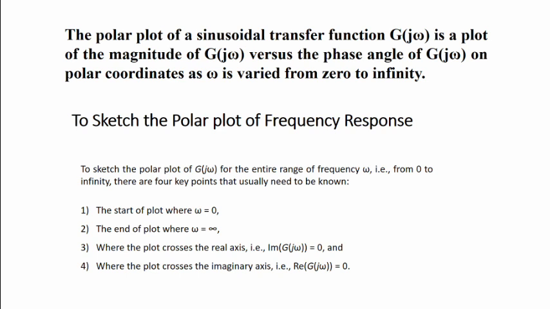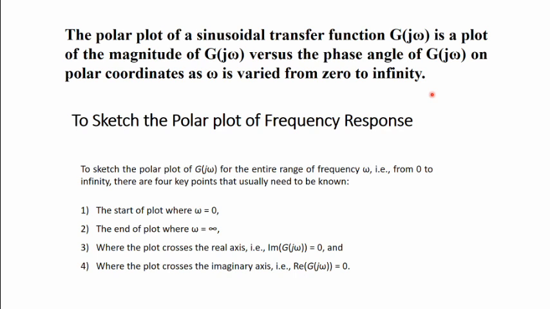The polar plot of a sinusoidal transfer function is a plot of magnitude of G(jω) with respect to the phase angle of G(jω) on the polar coordinates as ω is varied from 0 to infinity. Why is it called polar? Because it represents the polar coordinates, magnitude and angle, when frequency is varied from 0 to infinity. Okay, so we have to draw the polar plot.